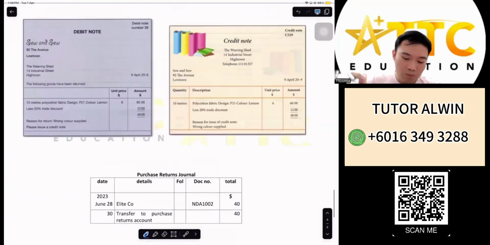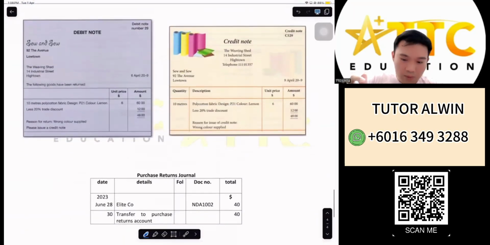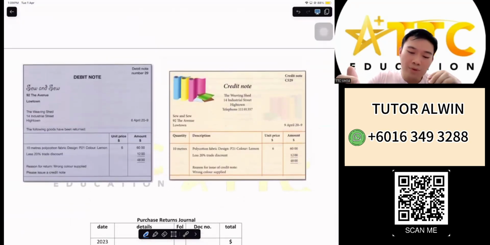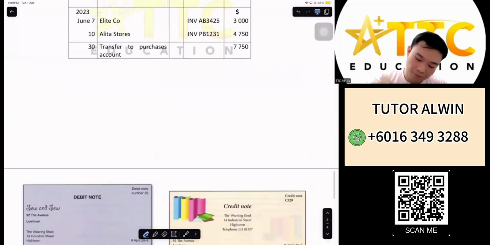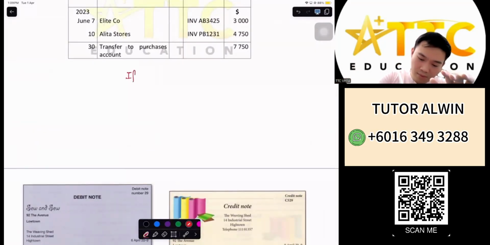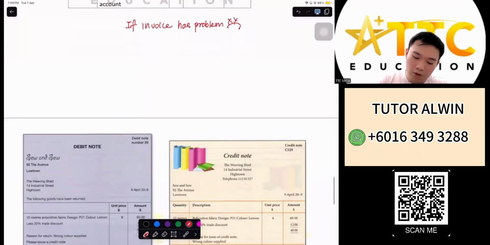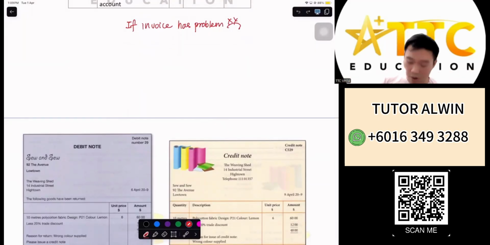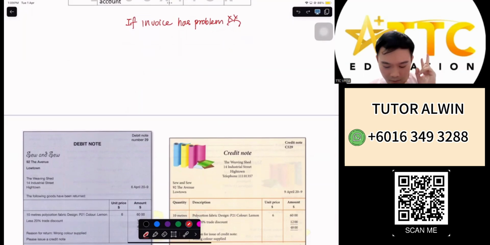Okay, now let's look at debit note and credit note. When you use them, it is when your invoice has some issue. So if the invoice has problems, like errors, how are you going to use debit note and credit note? So what's the function of a debit note? Debit note has 2 functions.